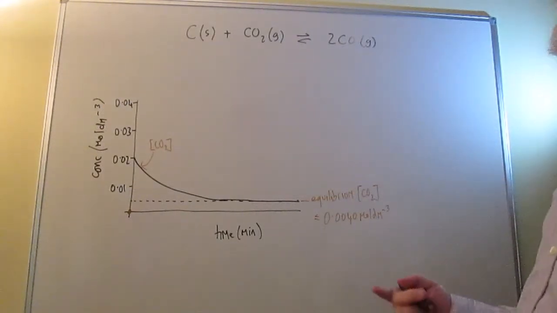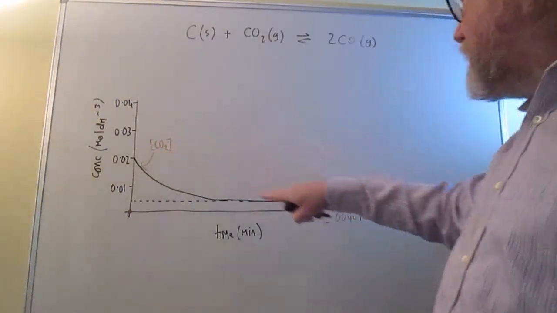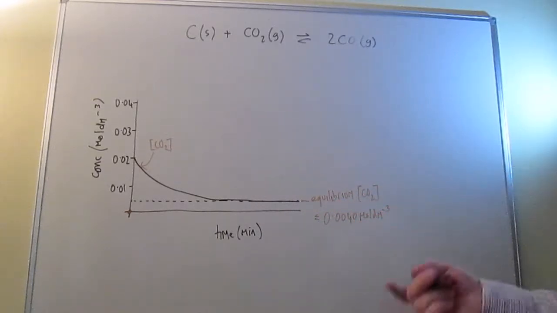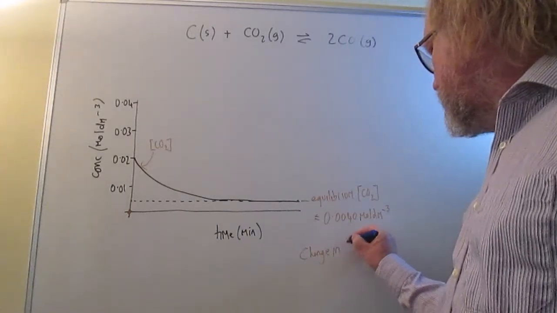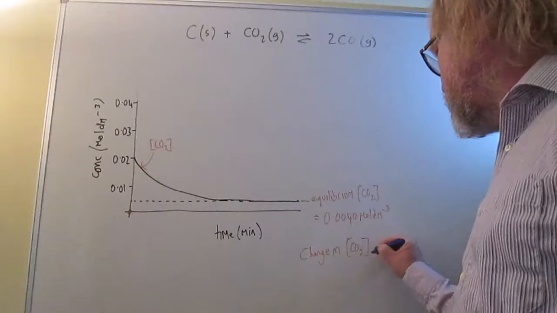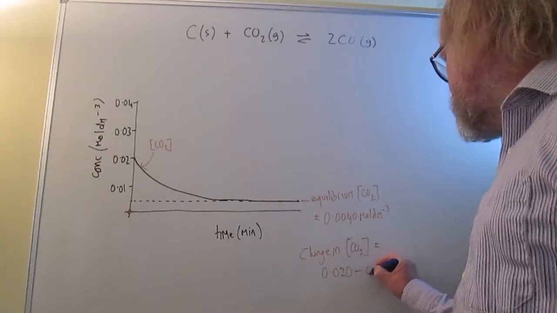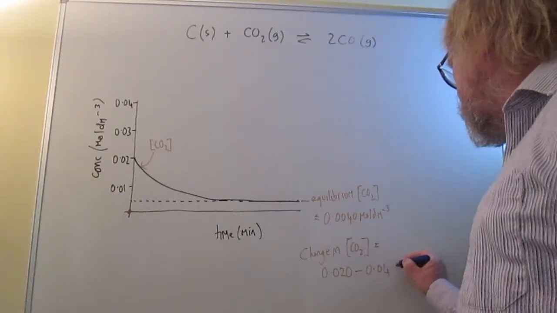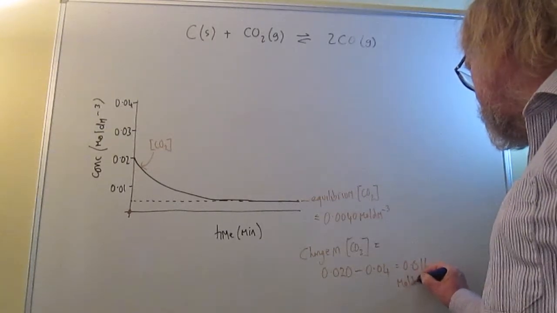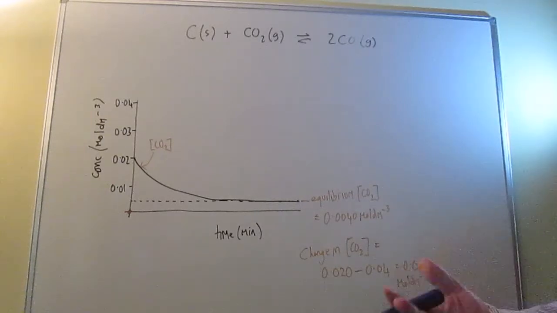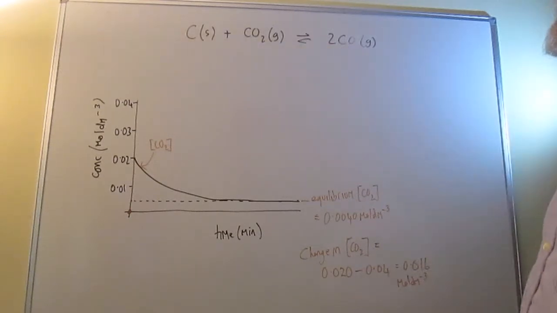and look at the overall change in CO2, and you can see the concentration of CO2 dropped from 0.02 to 0.004. So we can write down the change in the CO2 concentration is equal to 0.020 minus 0.004, which is 0.016 moles per dm cubed. And the equation tells us what that's going to do to the concentration of CO.